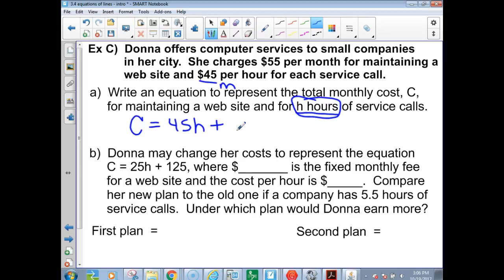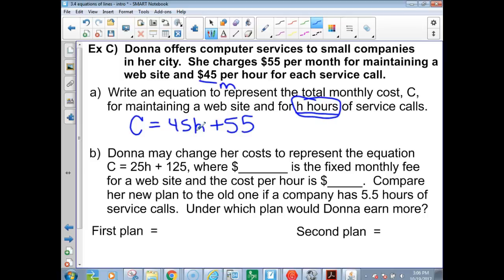It's not that long. All right, 45. So it's 45 dollars an hour, but you also have to pay this $55 a month. Okay, so we got to add on the $55 a month monthly fee.